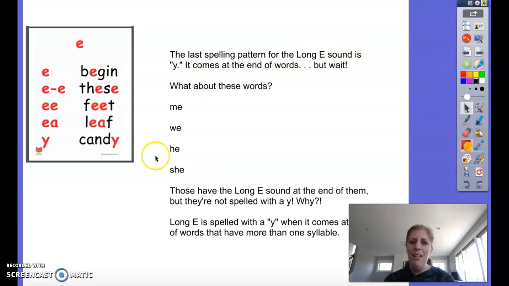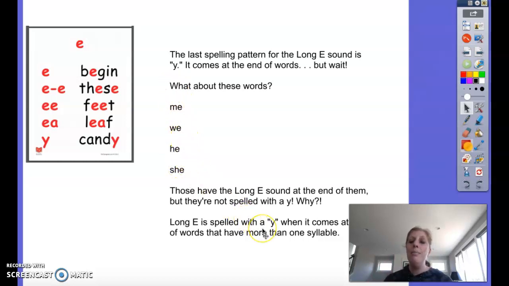But wait, what about these words? Me, we, he, she. Those words have the long E sound at the end of them, but they're not spelled with Y. Why is that? The long E is spelled with a Y when it comes at the end of words that have more than one syllable. So these words are all those short one-syllable words. Me, we, he, she. Okay, remember one vowel sound, one syllable. Those are just E. They're like open syllable words.